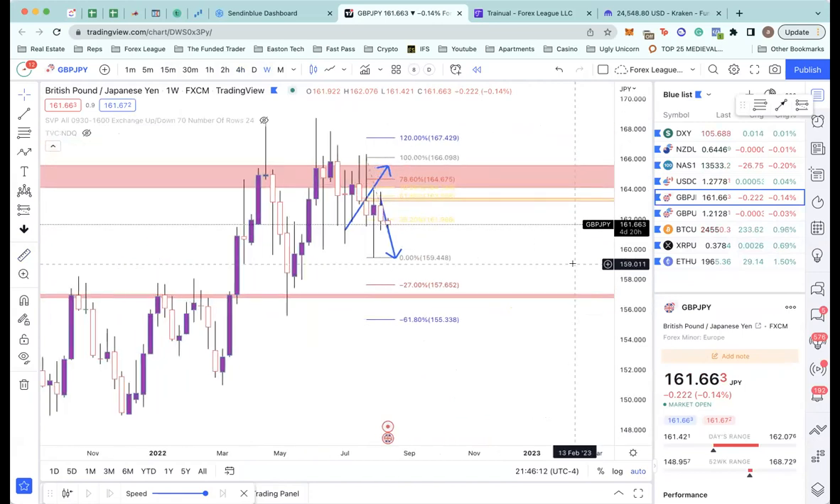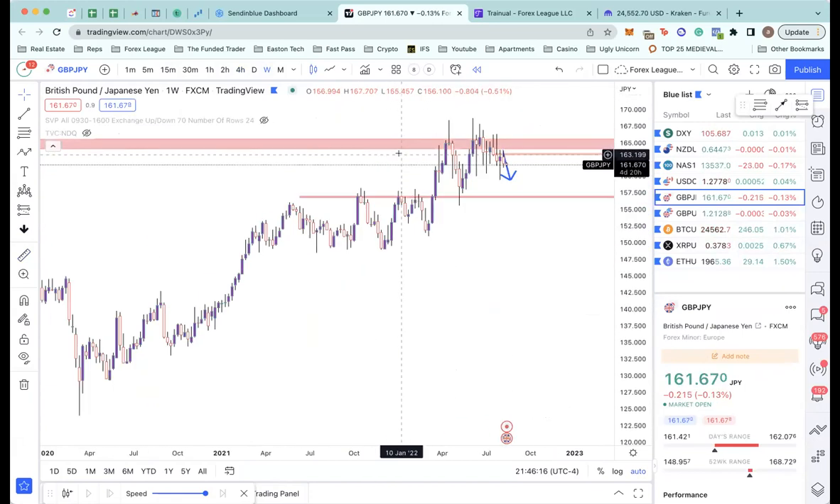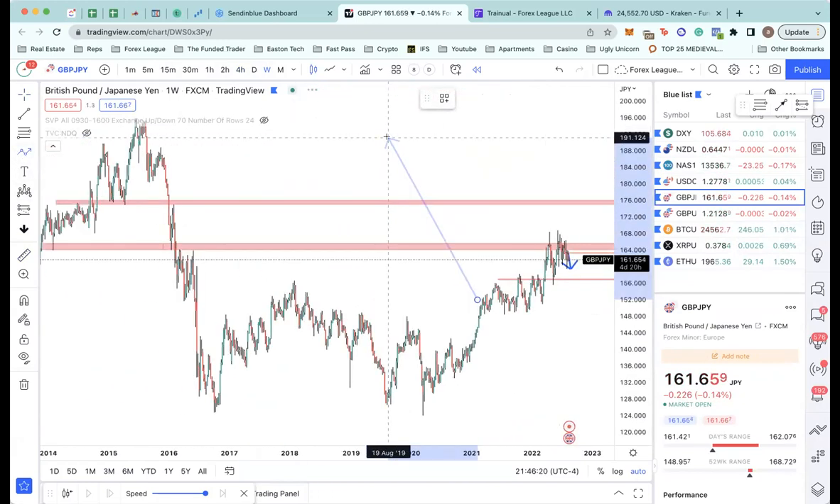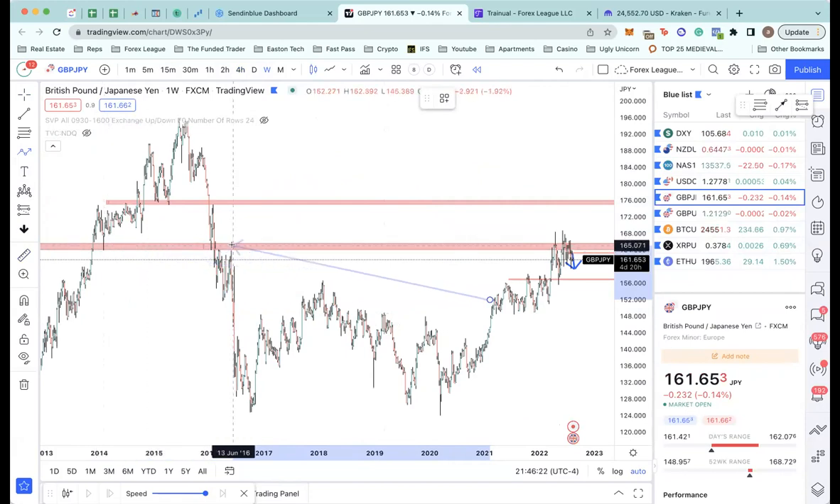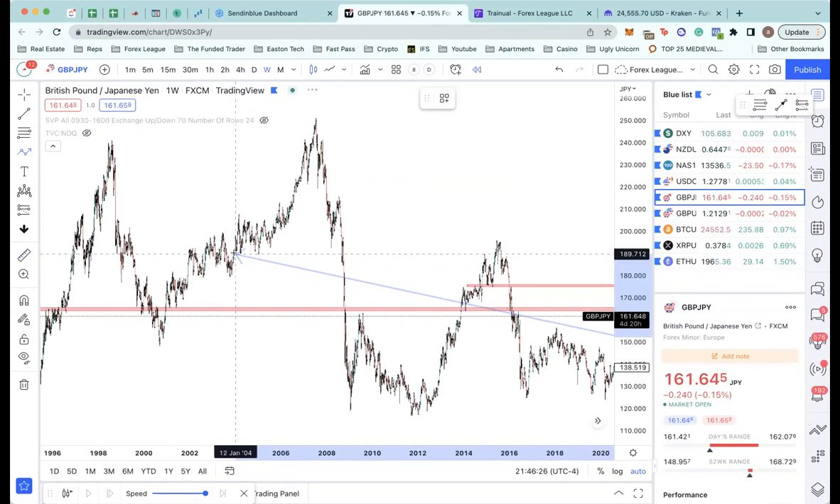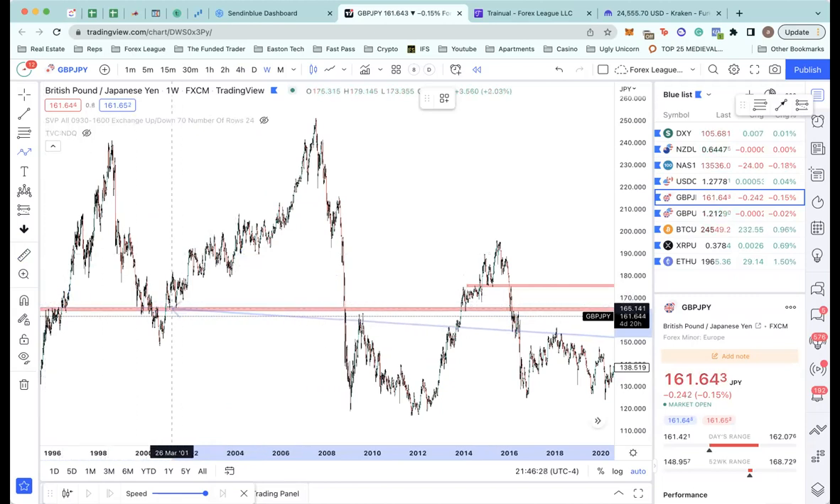Coming up to the weekly time frame, it was pretty simple. The weekly time frame was just at this resistance zone. We've had this on here forever, right? So this is support, resistance, all in this area, even going back much further. There's a lot of resistance in this area previously.